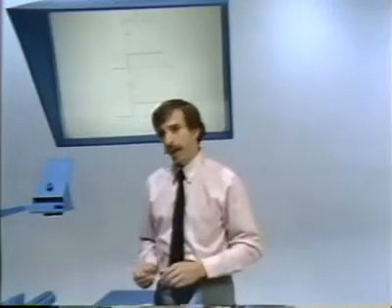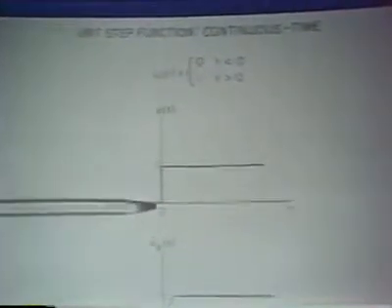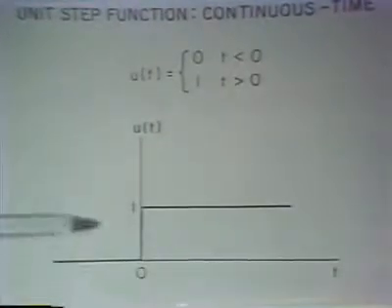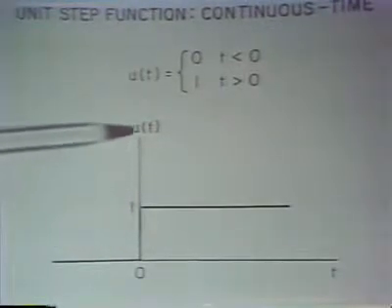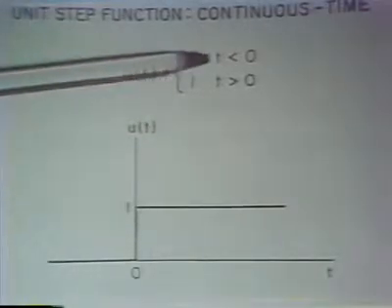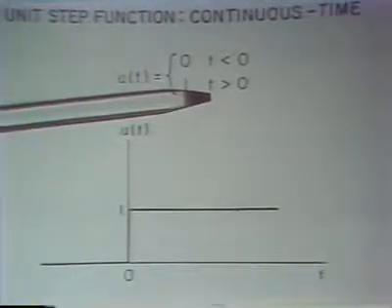The continuous time unit step function is graphically indicated as I've shown here. It's a time function which is 0 for t less than 0, and it's 1 for t greater than 0. And so mathematically, what it corresponds to is u of t, defined as a time function which is 0 for t less than 0, 1 for t greater than 0.